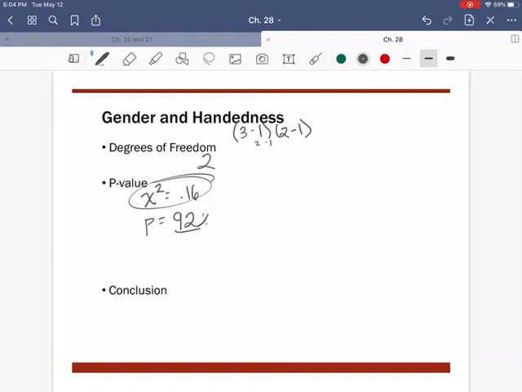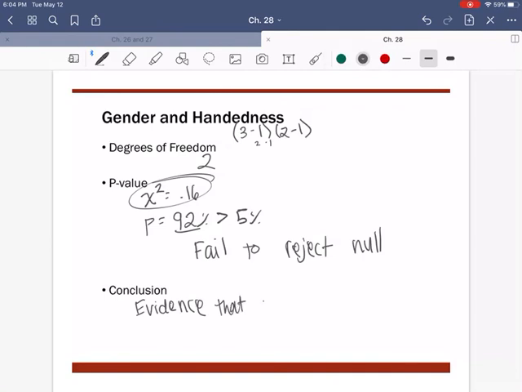Okay, technically chi-square is the test statistic, so I should be writing it over on this one. It just doesn't matter too much. It's all just work to get down to our conclusion. So 92% is very, very high. So it's greater than 5%. So it looks like evidence that they are independent. We fail to reject the null. I should never accept the null.